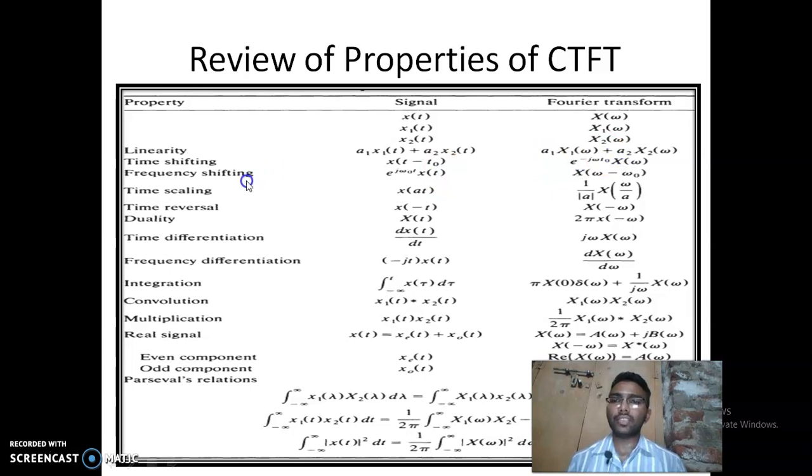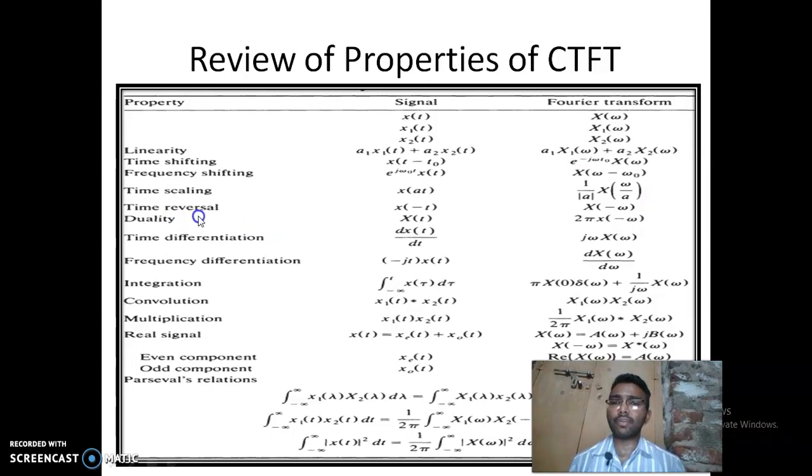And the next one is the dual of this, the frequency shifting property. If a rotation happens in the time domain, then there will be a frequency shifting, a translation. This is also called the modulation theorem. We have seen the significance of this modulation theorem in the class. Now, the time scaling property. x(at) has the corresponding Fourier transform 1 over modulus of a, X(omega by a). If I remember correctly, I have given you this as an assignment.